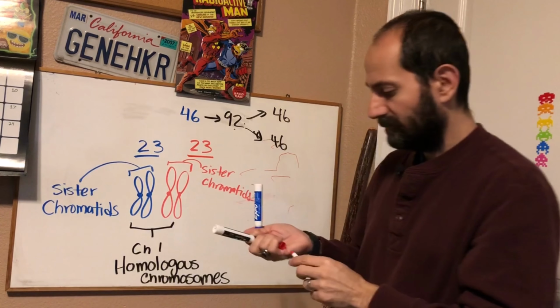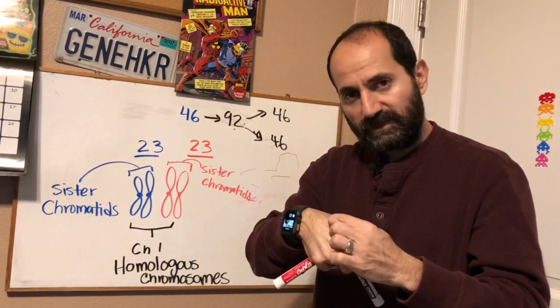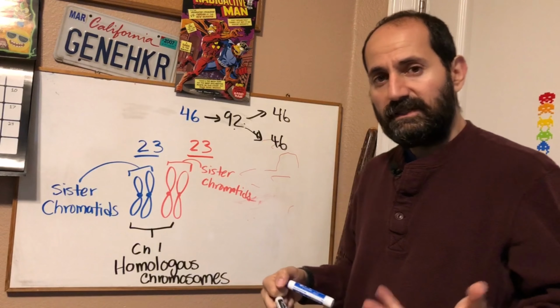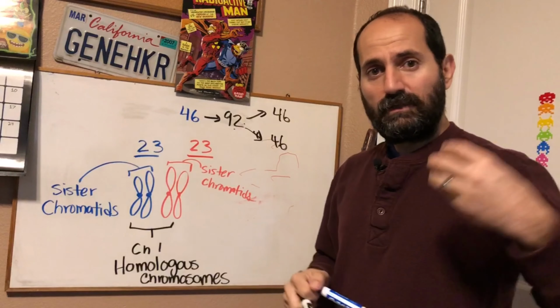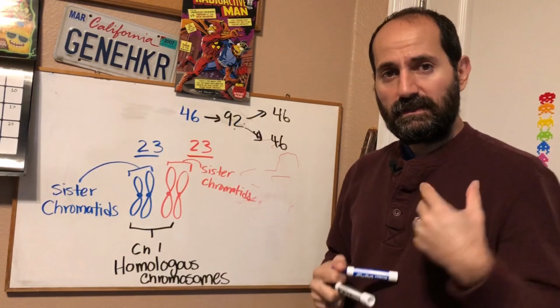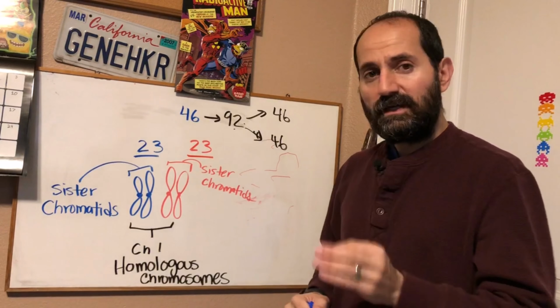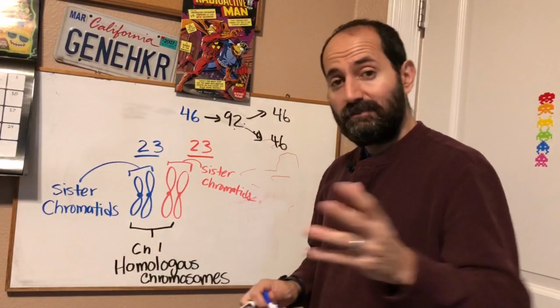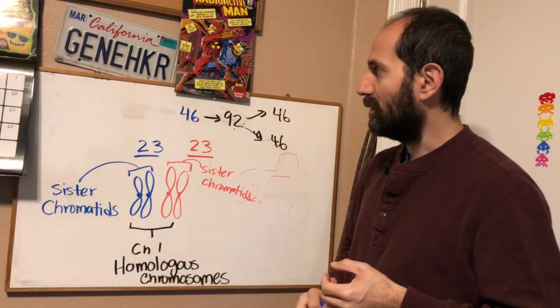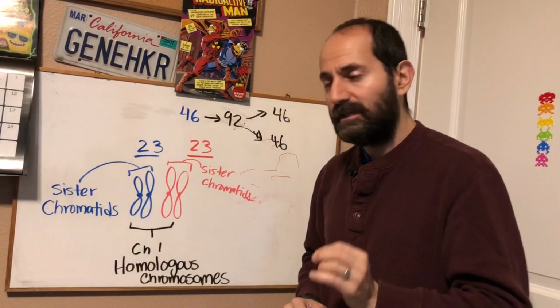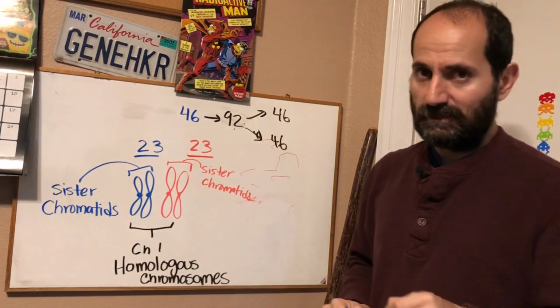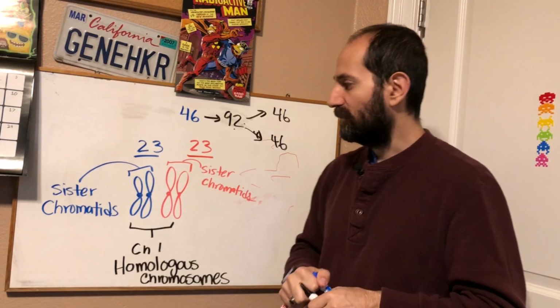And here's the thing. A normal skin cell doesn't have sister chromatids, right? It just has 46 chromosomes, one set from mom, one set from dad, okay? The only time a cell has sister chromatids is when the cell is about to divide. The cell has considered it is about time to divide into two. At that point, it makes a copy of all the 46 chromosomes, and only at that point do you have sister chromatids. Okay, so hopefully this was helpful.